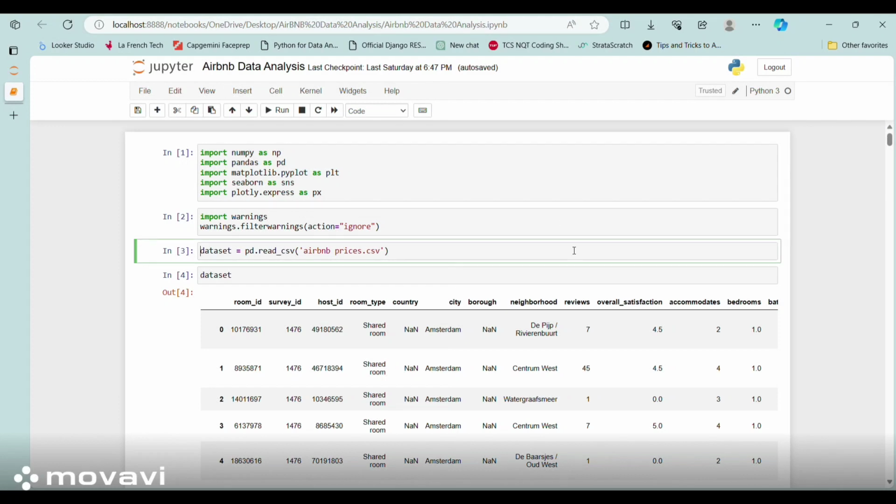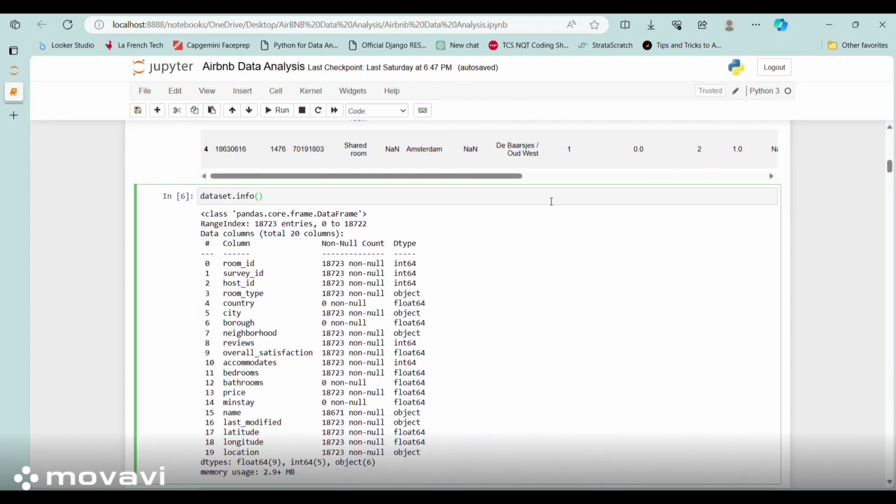We have just loaded our Airbnb dataset, which is stored in our CSV file named airbnbprices.csv, into a Pandas data frame. This dataset is a treasure trove of information about Airbnb listings, with columns providing details such as room type, location, pricing, and more. Now let's take a closer look at this dataset to find key insights.